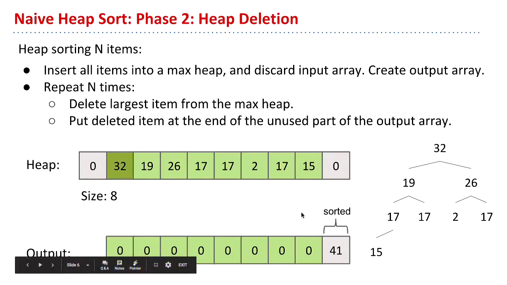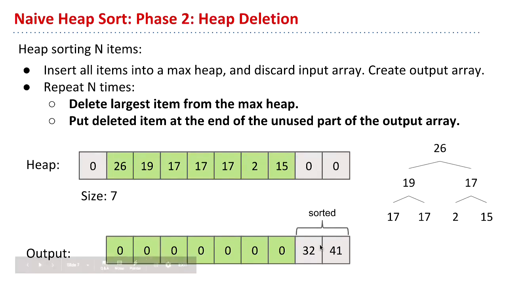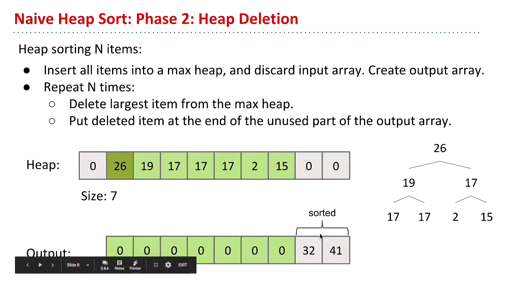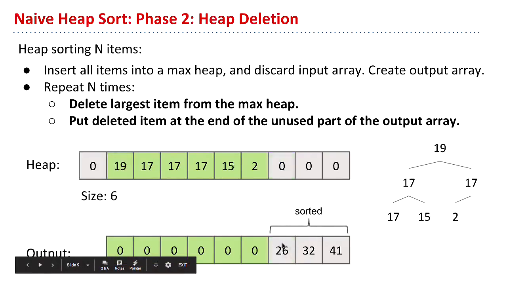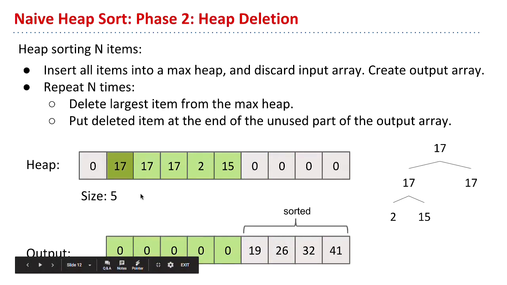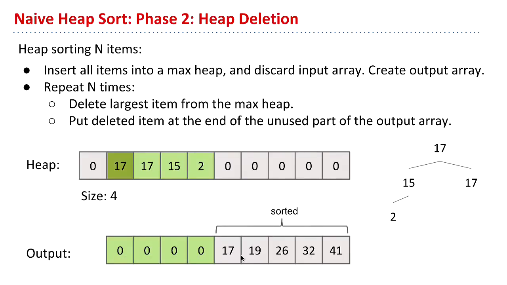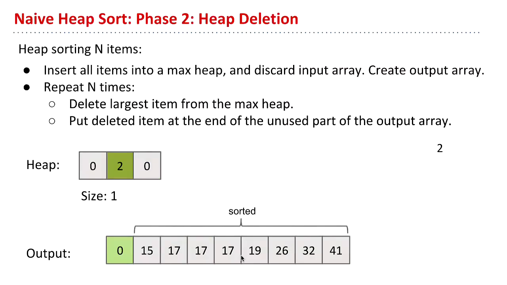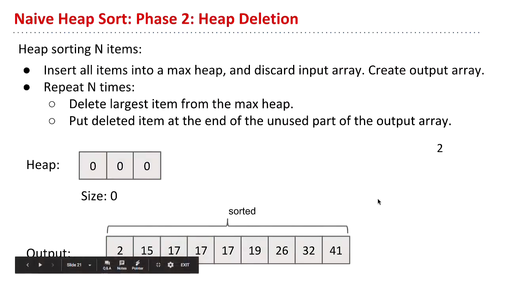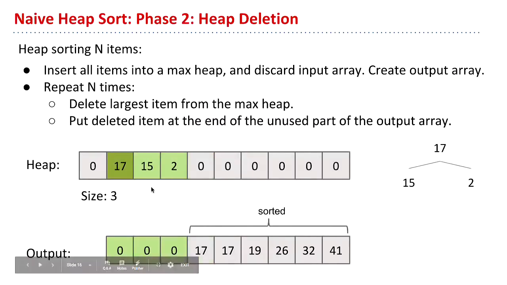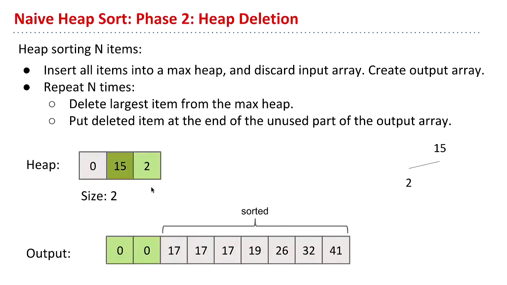Good. Now we want to delete 32. Where does that go? It goes at the end of the array, not the very end, but the end, not counting the stuff that's already sorted. 26 is next. It ends up at the front. 19's next. It ends up at the front of the sorted spot. 17's the next smallest, so it ends up at the front of the sorted spot, and so forth. We just keep repeating this over and over until eventually our heap's empty, and we have a sorted output. This array wasn't actually shrinking. I was just showing that for convenience. And I don't know why I decided there were 3 zeros at the end, but it did.